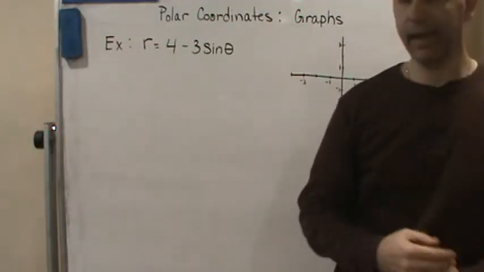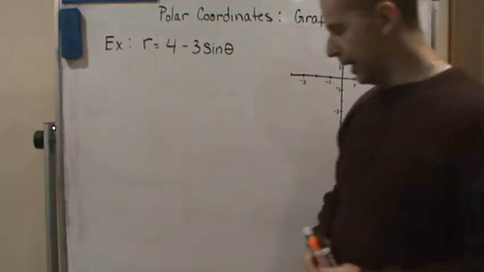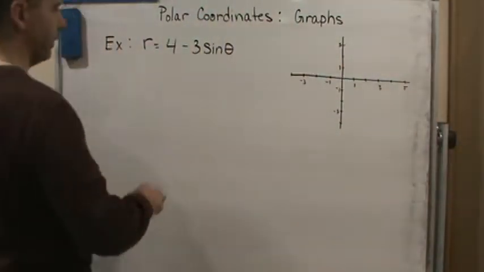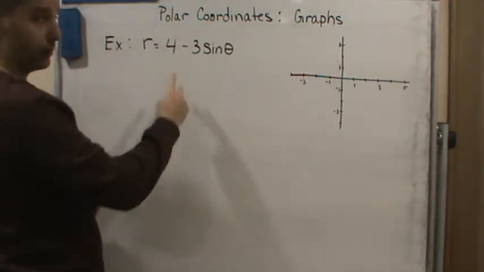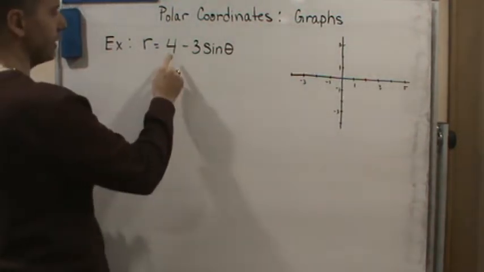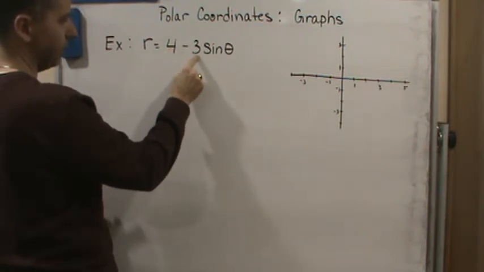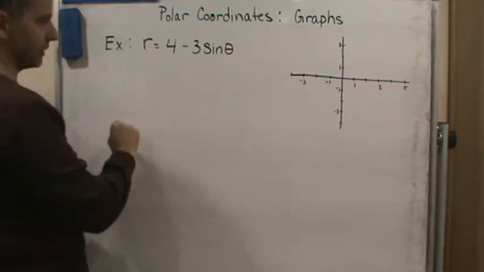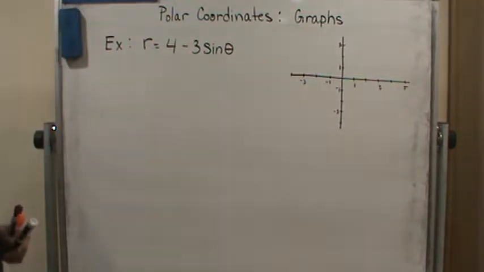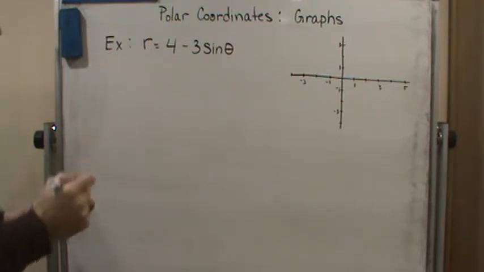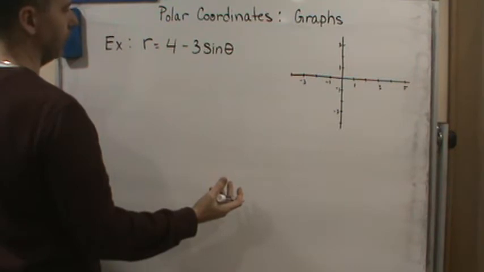Okay, so welcome back, and now we're going to graph this limacon. Now, if we look at this, notice that it's not a cardioid because the A and B are not the same, but notice that A is greater than B, but less than twice B. So this is going to be a dimpled limacon, okay?